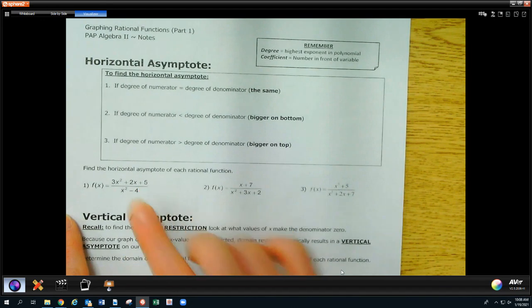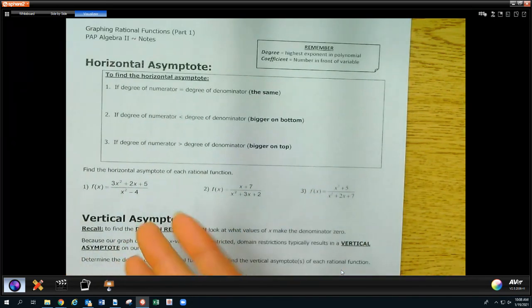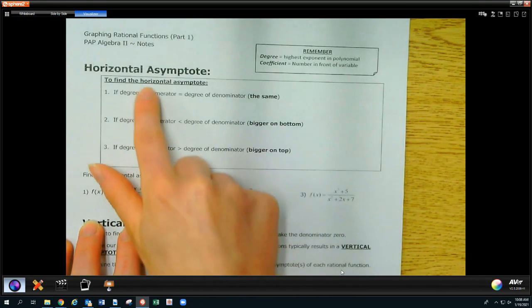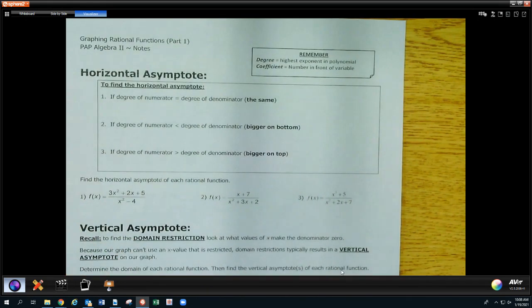Whenever you see a situation where you've got quadratics in the rational function and you can't use transformations, you're going to have to use a completely different method to find horizontal asymptotes and vertical asymptotes, but the x and y intercepts will be the same. This will be a lot more algebraic than using the transformations. We're going to start by talking about how to find a horizontal asymptote.